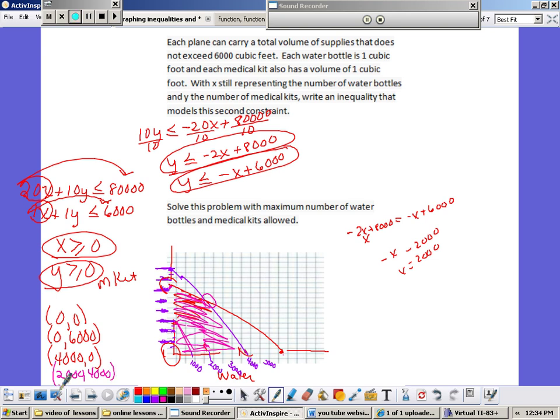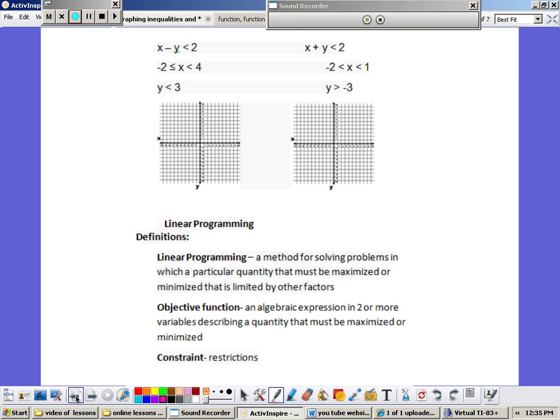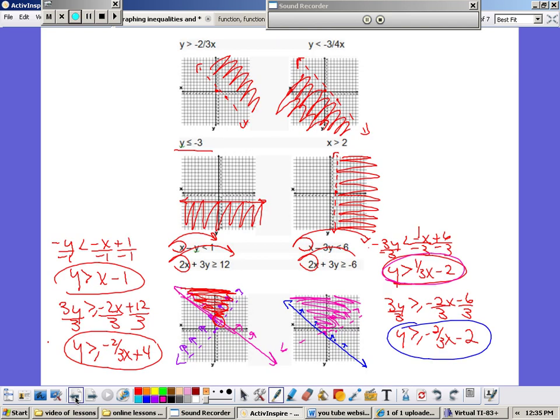Now, what do we do with those? Well, we had an objective statement back a couple slides, and our objective statement was 10x plus 6y. So what we do is we take our objective statement, 10x plus 6y, and we plug each of these in.